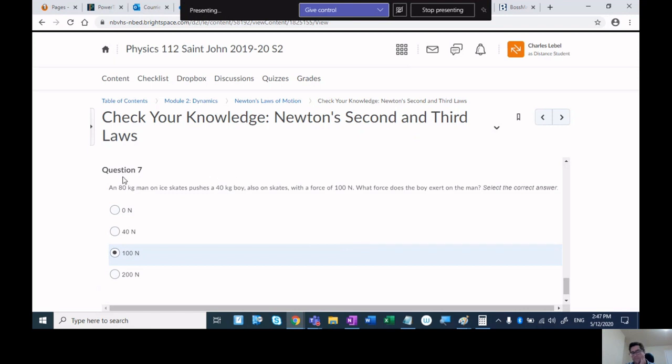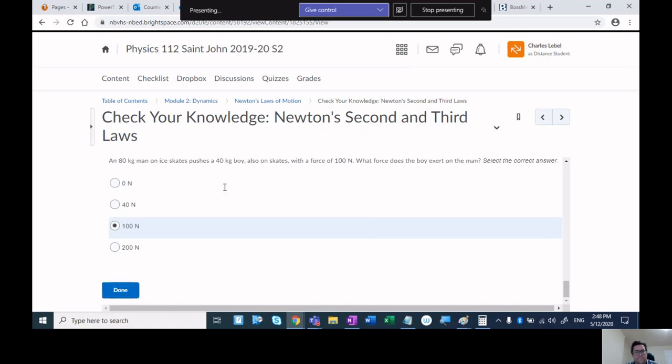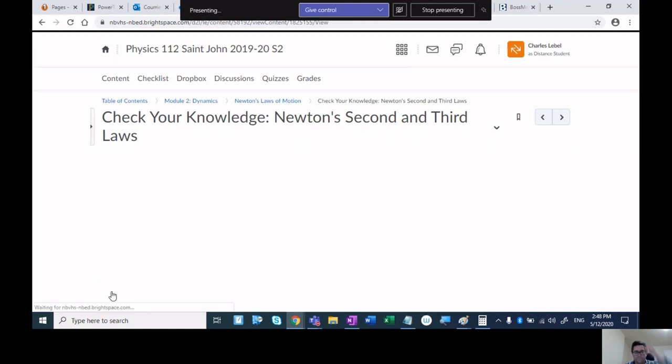Although their speed will be different, right? The boy will go faster than the man because the boy was exerted the force of 100 Newton. Man was exerted the force of 100 Newton. They will move at different speeds. Done.